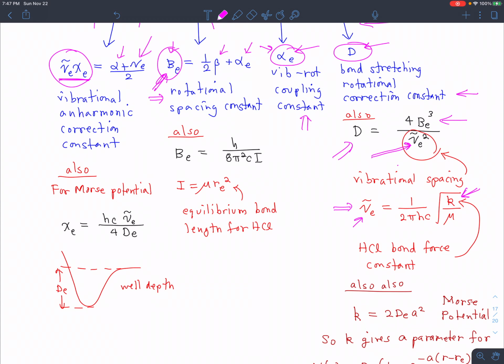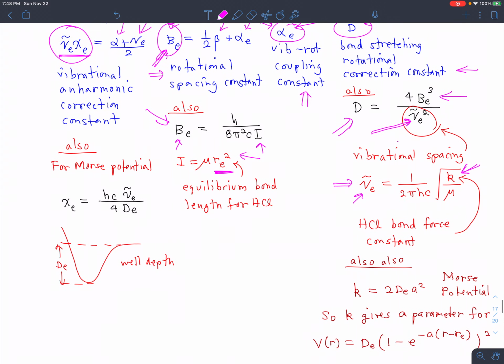From this guy here, which is related to the moment of inertia for the HCl molecule, which in the rigid rotor approximation at least is proportional to mu times the bond length squared. And so from this guy, you can get the bond length of the HCl molecule, and you can compare all these values, like the force constant, the bond length, even these rawer parameters, to literature values.